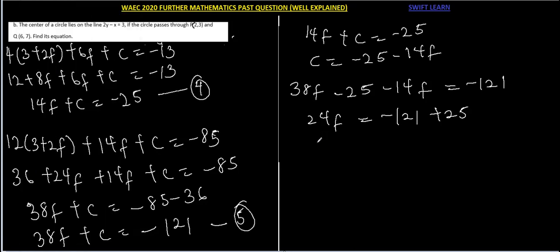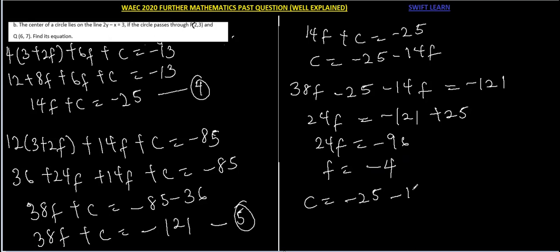So I have 24f equals to minus 96. Then divided by 24, you have what? Minus 4. So put this minus 4 here. C will be equals to minus 25 minus 14 bracket minus 4. So I have minus 25 plus 56. So c here is what? 31. So you see we are already getting our answer little by little.